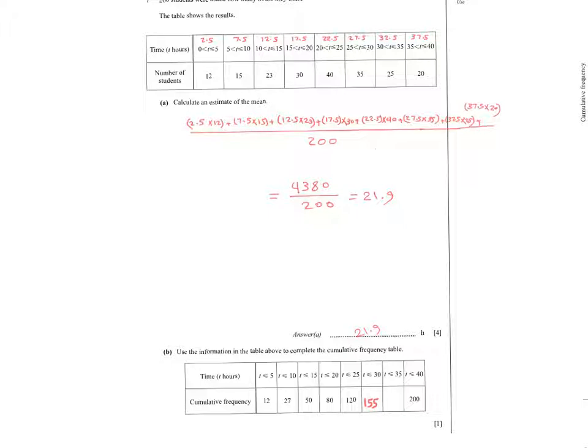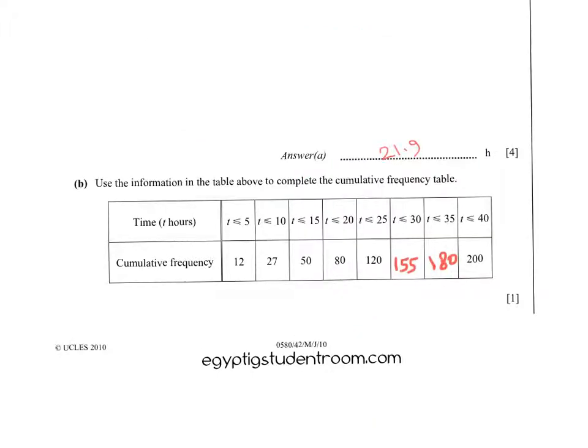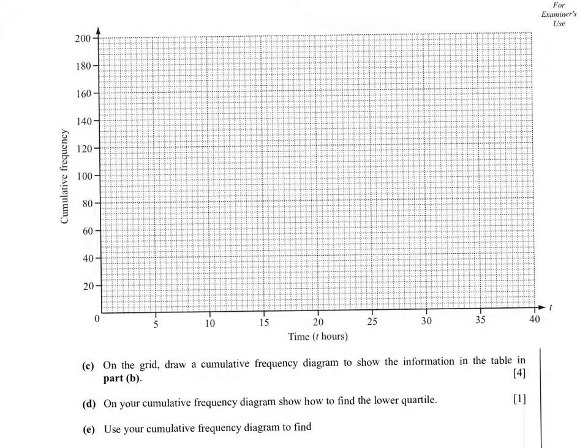Less than 35 means all these numbers. Till 30 we have 155. So you must add 25. So the answer will be 180. So write in this one 180. From this table we can draw the cumulative frequency histogram. This is our graph.